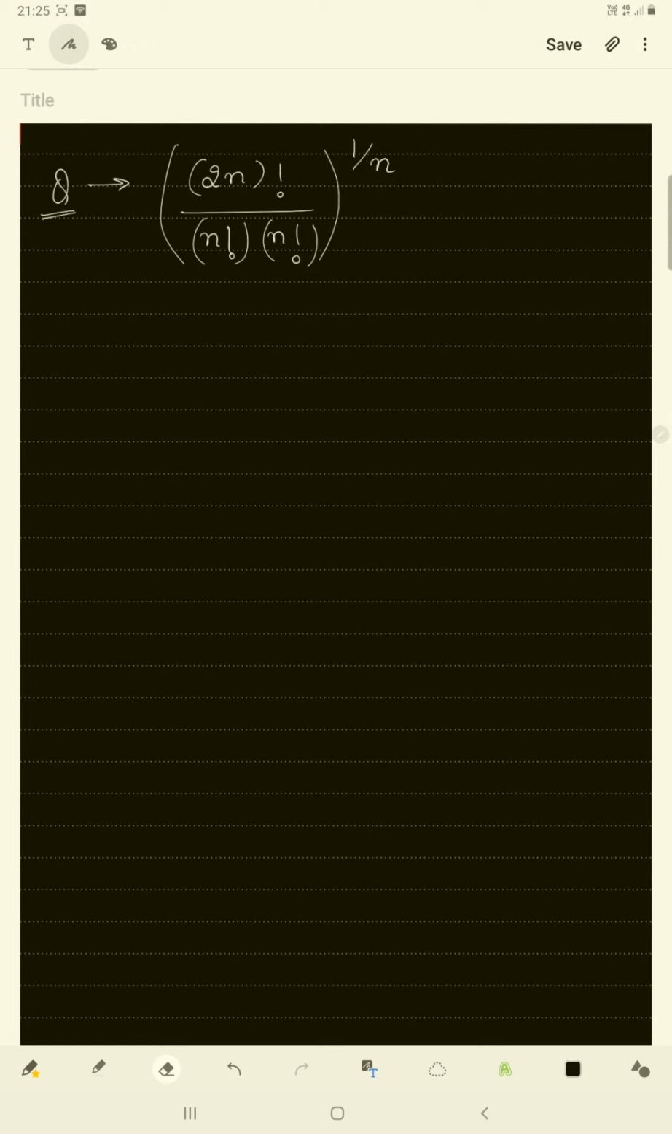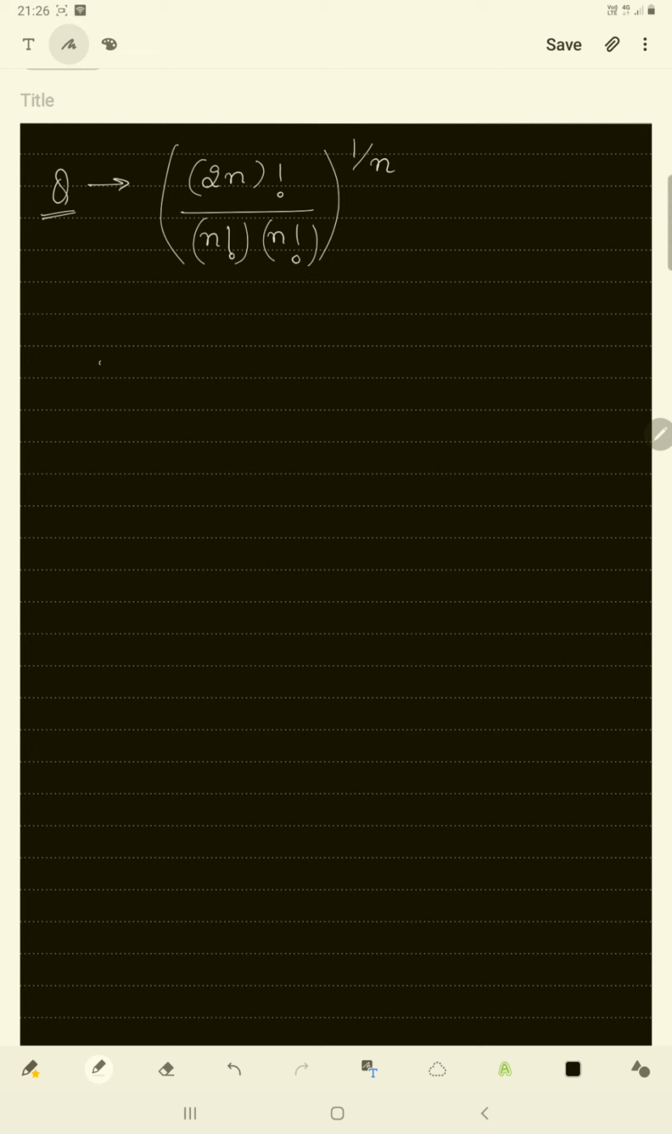Hello friends, so today we are going to do another question on the Riemann sum method. To solve this question, we have the factorial of 2n divided by n factorial upon n factorial, to the power 1 by n. If you see carefully, the terms are in multiplication to the power of 1 by n. We have solved plenty of questions like this.